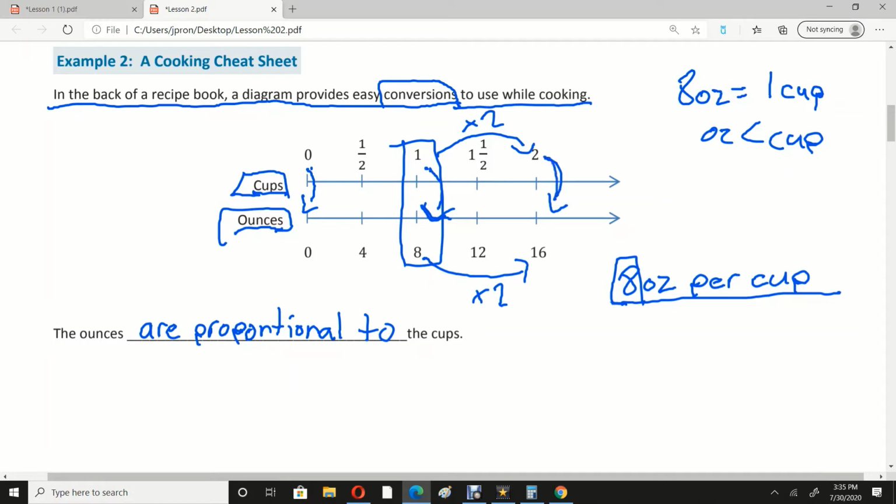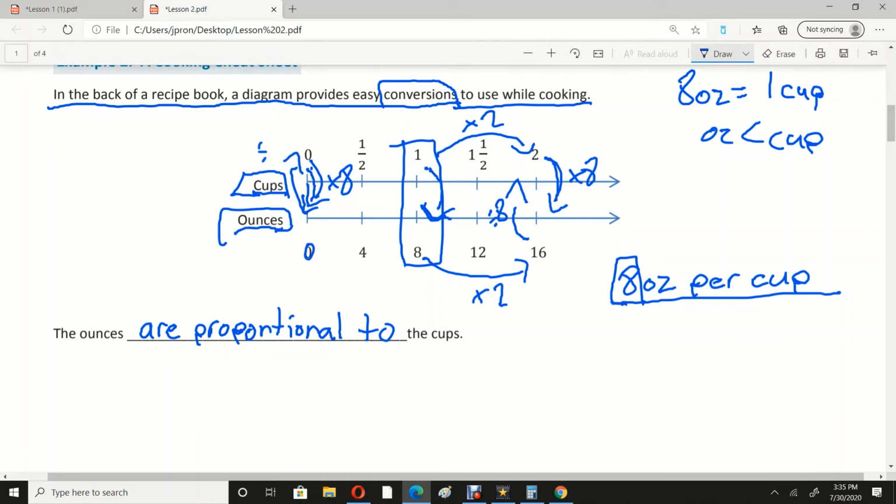So 2 times 8 gets us 16, and then 16 divided by 8 gets us 2. And this will work for all of these, right? So even at 0, 0 times 8, that's our unit rate, gets us 0, yeah? And then 0 divided by anything is 0, right? And we go to 1/2. 1/2 times 8 does get us 4, check, that's great. And we can go back again. 4 divided by 8 gets us 1/2. So these are in fact proportional.